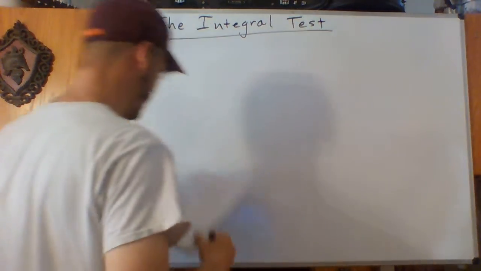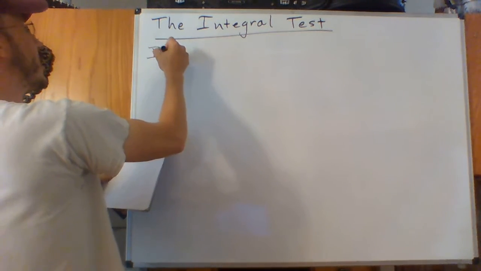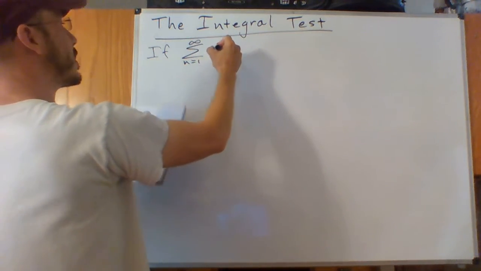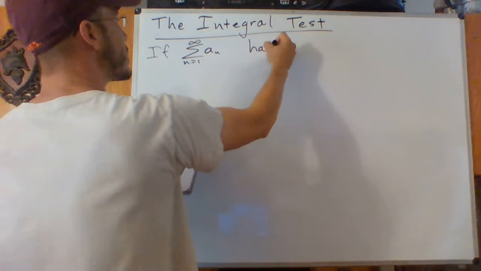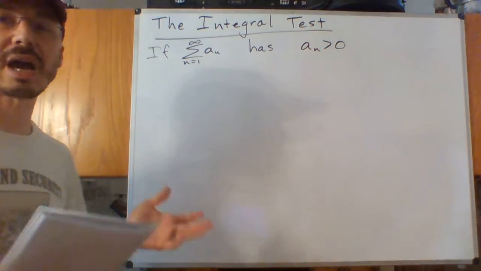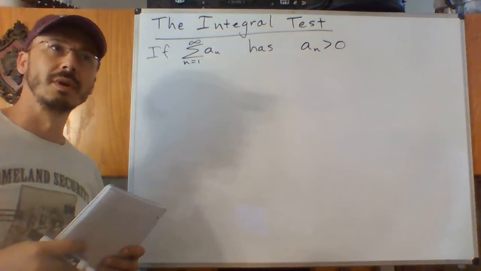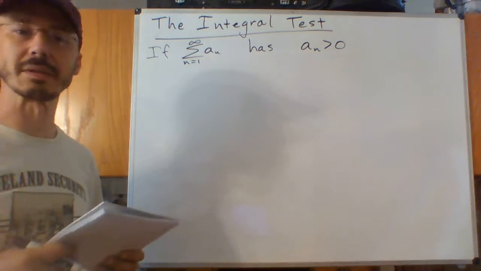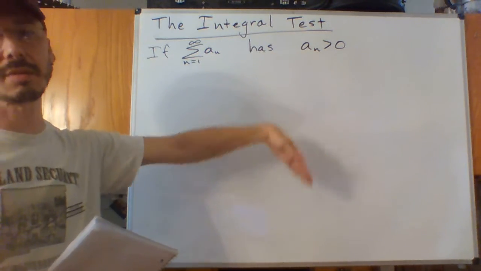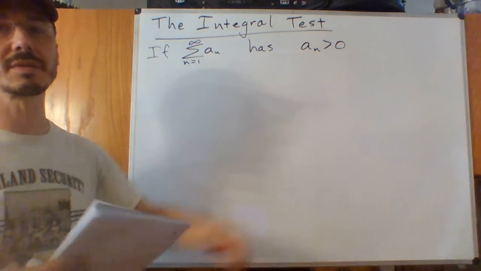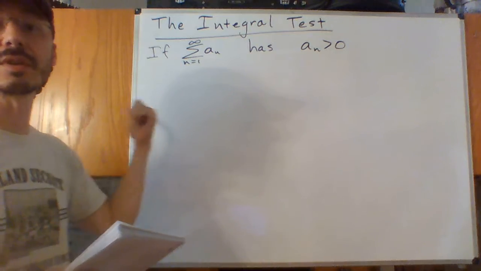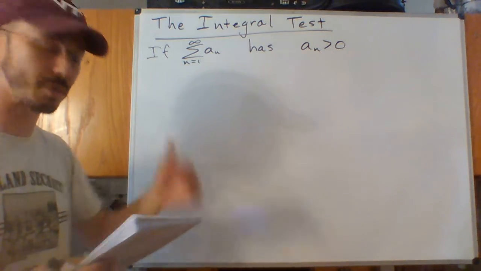And it says, if a series from n equals 1 to infinity of an has an greater than 0. In other words, the terms are positive, not negative. That 0 wouldn't make much difference because you'd be adding 0, but we'll look at alternating positive and negative series later on. For the integral test, these need to be positive. And for the 2 motivating examples, the functions were positive also.